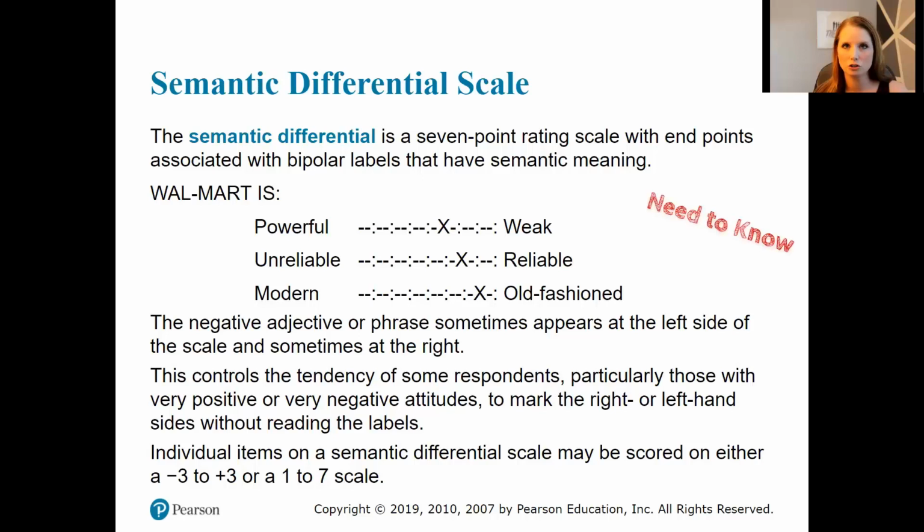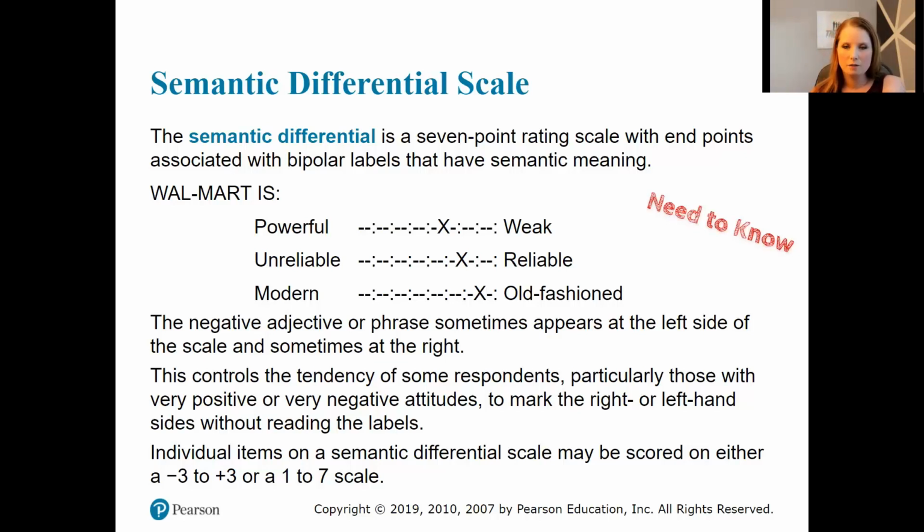A semantic differential is a 7-point scale where each end has some descriptor that has semantic meaning. So we could say Walmart is, and then we're going to give two opposites on different criteria that we care about. Powerful on one end, weak on the other end. Reliable on one end, unreliable on the other end. Modern, old-fashioned, safe, dangerous, any types of opposite descriptors that matter. Again, it still is all going back to what are we trying to accomplish? So what things would we need to know about Walmart in order to answer our research question?